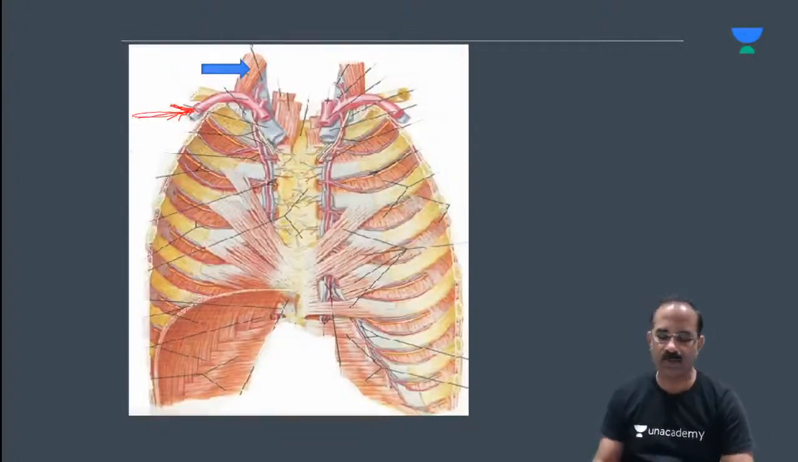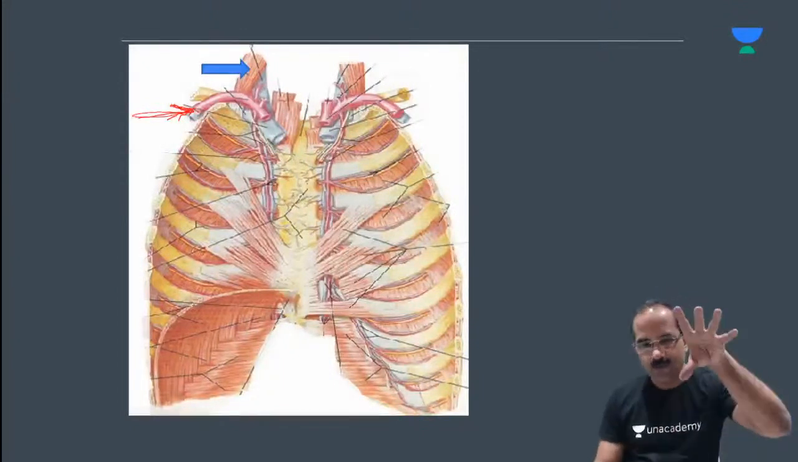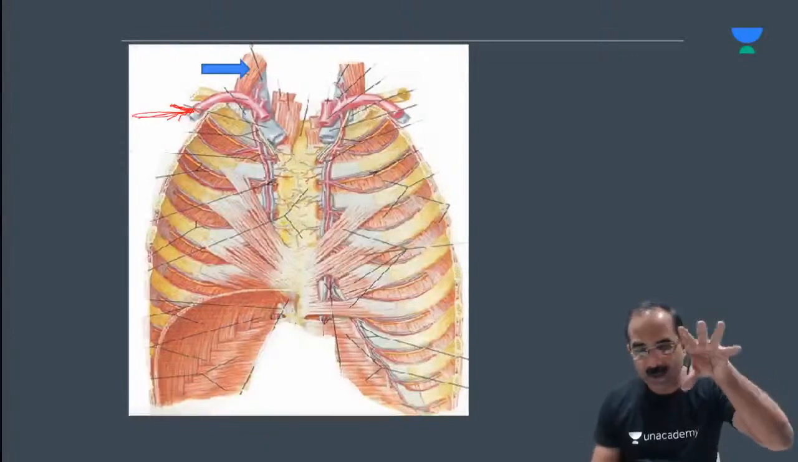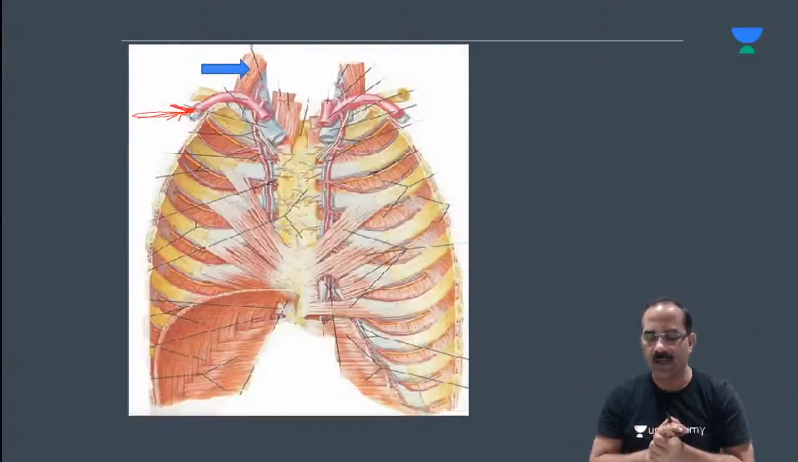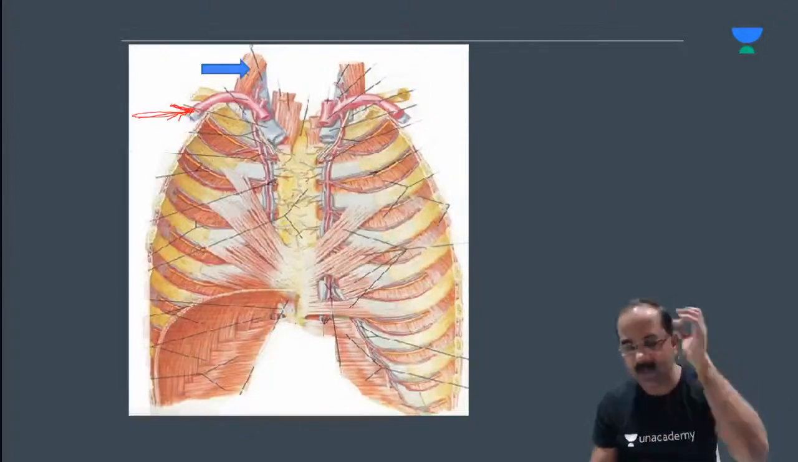That's the subclavian artery, and this subclavian artery would be divided into 3 parts by this muscle. This is the scalenus anterior muscle. This is a view of the thorax. You're looking at the anterior wall of the thorax from inside the thorax.